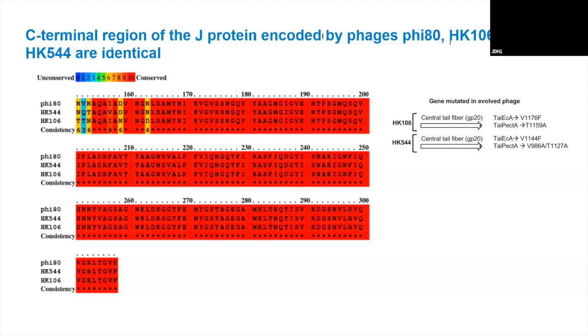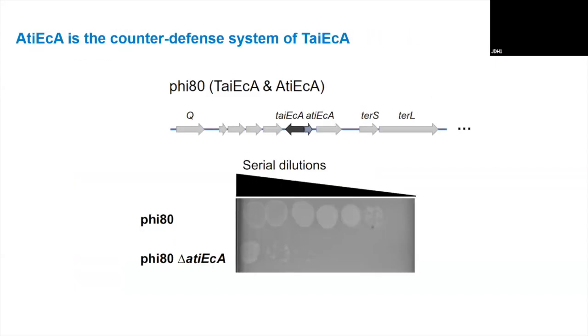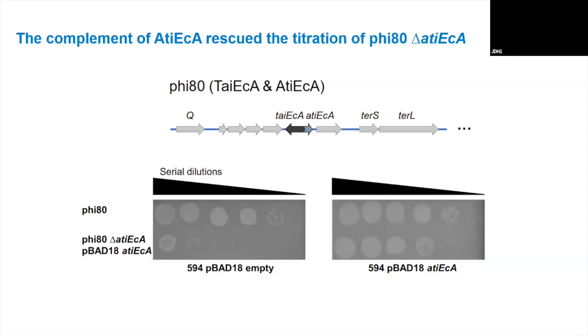So another possibility is Phi80 encodes a counter-defense system for the Thoeris system. And we find the anti-ECA system is just next to the Thoeris ECA. So when we delete these systems and induce the strain, we can see the titer is reduced. So it means that Phi80 is autoimmune to itself. And when we complement this protein either in the donor or the recipient, we can see the titer is rescued. So we prove that anti-ECA is a counter-defense system for Thoeris ECA.